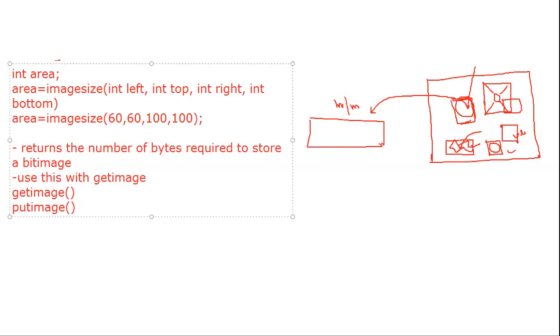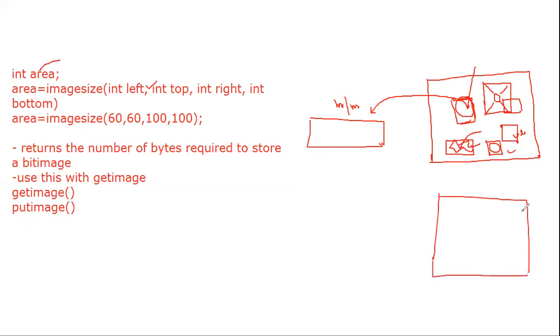So this will be the declaration. Okay, if I have a screen, and I have drawn any object that is lying within the region of 60 comma 60 and 100 comma 100, what will be the memory requirement to store this image?